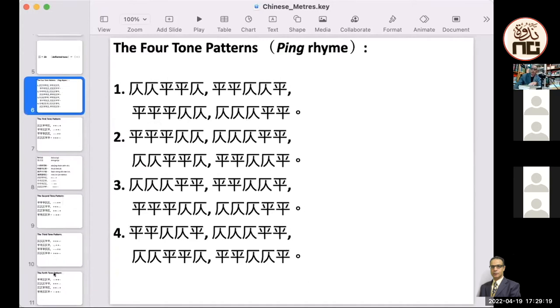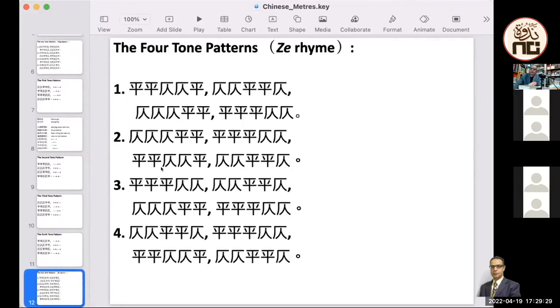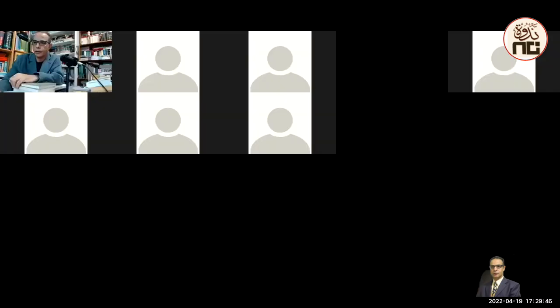If you'd like to use your mobile to take a photo, do that. And this is the 4 patterns if it's zi rhyme. So let me share with you another file.